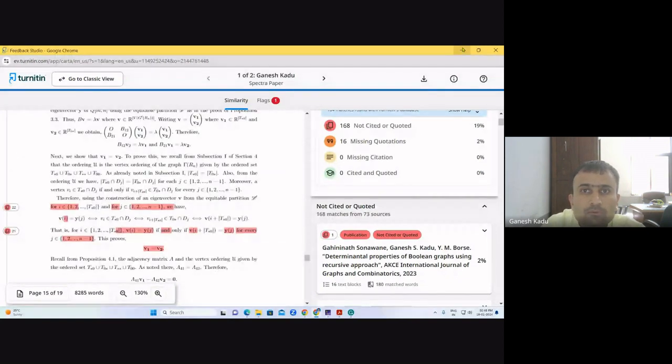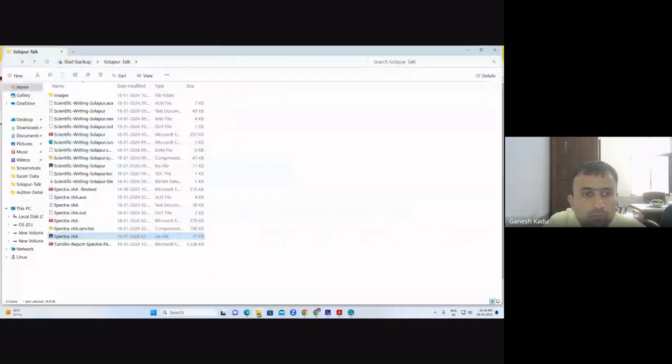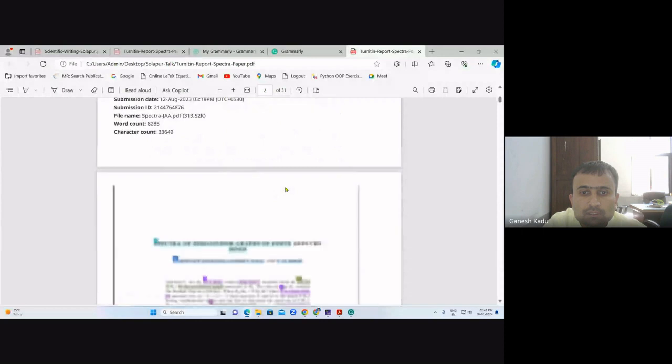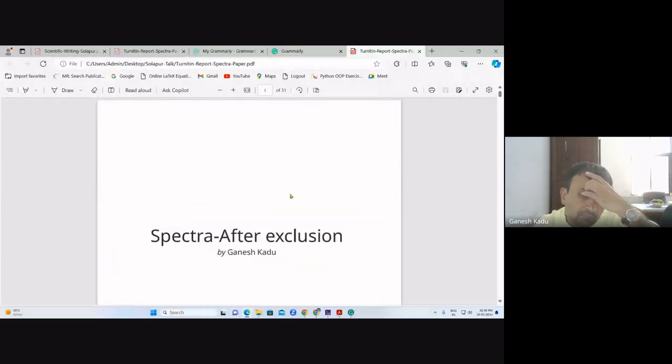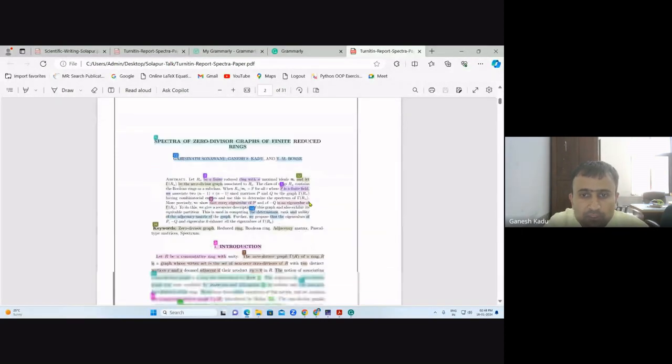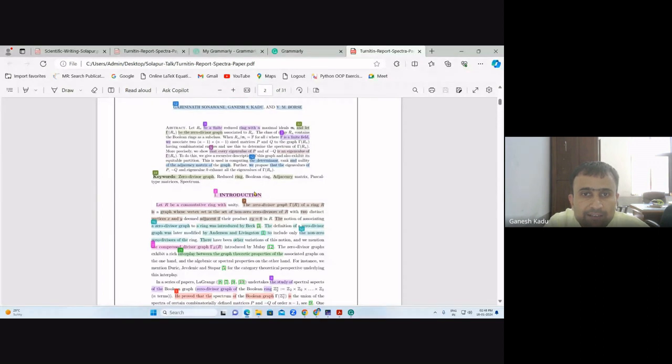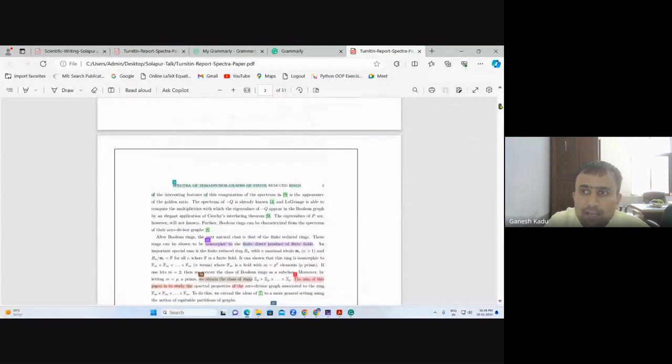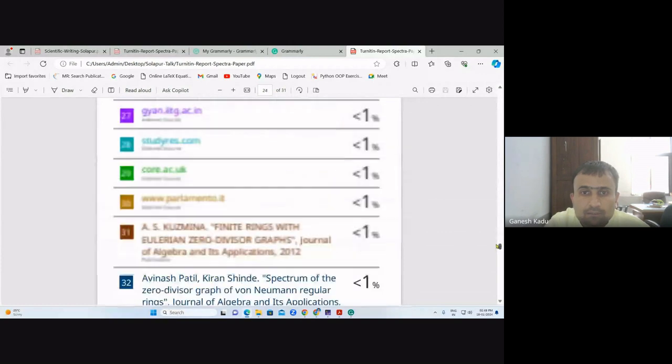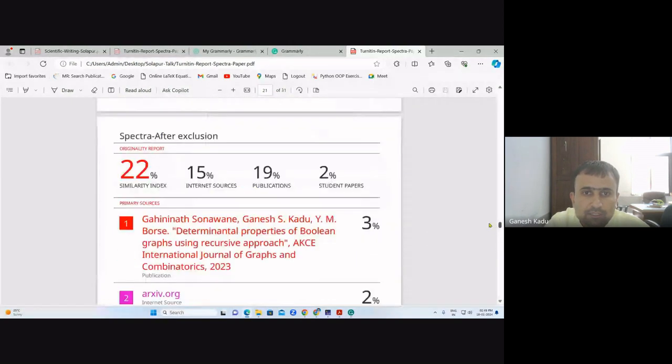So actually, the thing I wanted to show you is this old report. I'm showing you an old report where the matches are highlighted with various colors: 1, 2, 3, 9. And on the right hand side, it will tell you where these things have come from. And then at the end of it, yeah, this is the one I wanted.